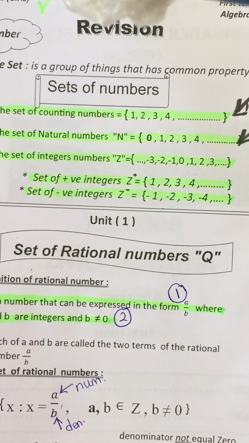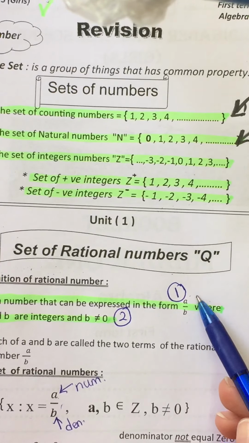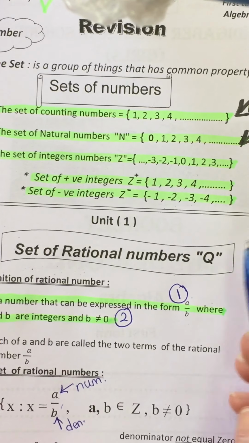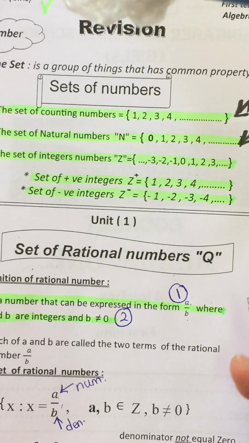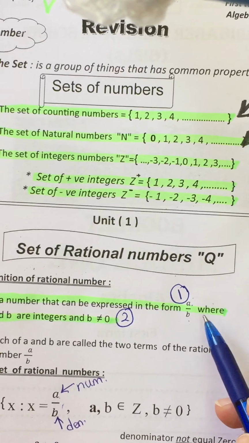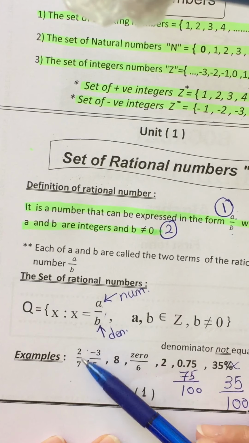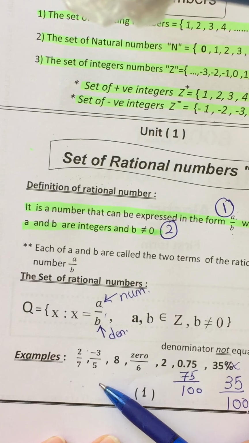Okay, let's take an example. What's the meaning of a over b? x over y, L over m, n over o, whatever. Any letters, I can assume any number up and any number down, but they should be integers, so positive or negative. For example, we have 2 over 7, this is a rational number. -3 over 5, this is a rational number.